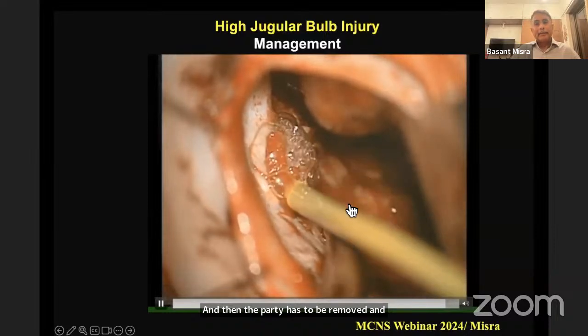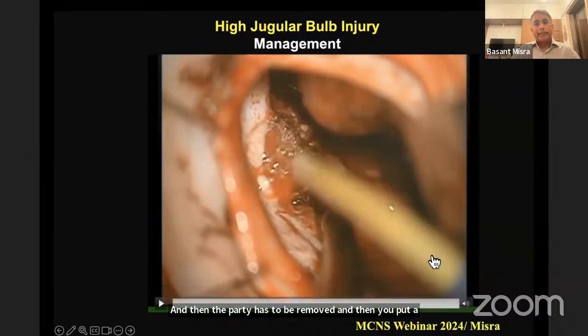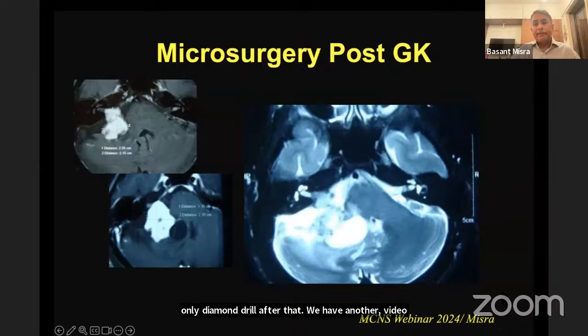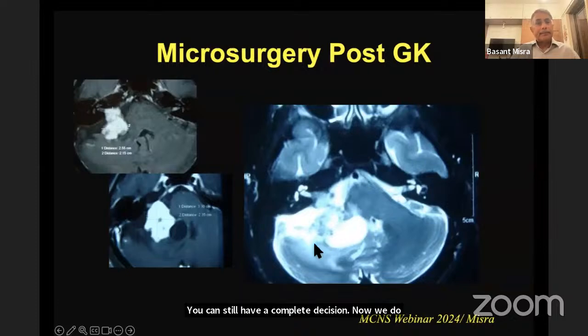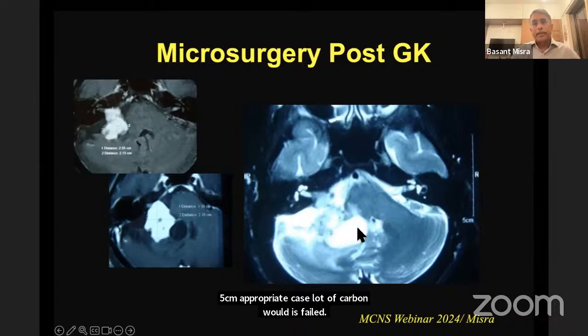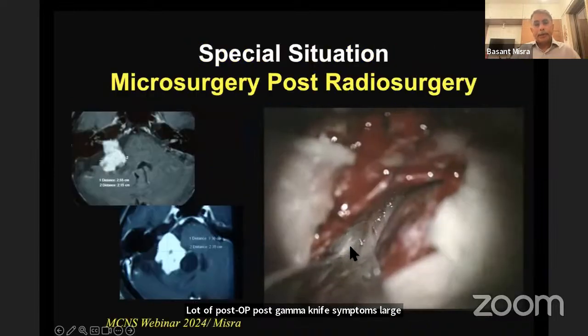We have another video, which I'm not going to show because of time constraints, but you can do that. You can still have a complete excision. Now, many patients are being treated with gamma knife or radiosurgery nowadays. They do fail. This is one of our patients, 70 plus, 2.5 centimeter, appropriate case, lot of comorbidities, failed. Lot of post gamma knife symptoms, large cyst, edema, patient symptomatic, you need to operate.